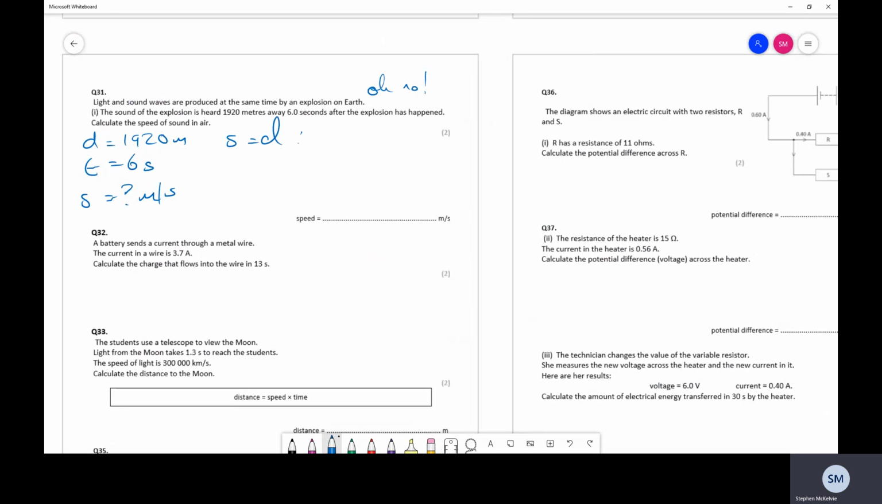Speed is equal to distance divided by time. It's given as a distance, 1920 divided by 6. Speed is equal to 1920 divided by 6. That's 320 meters per second.